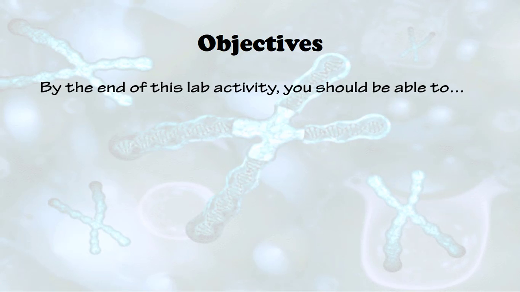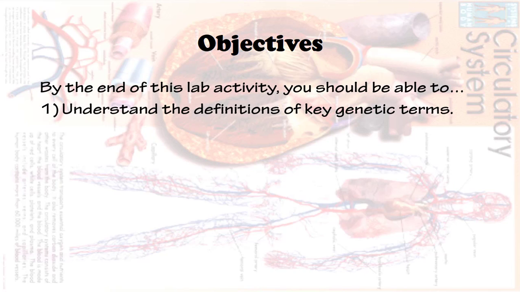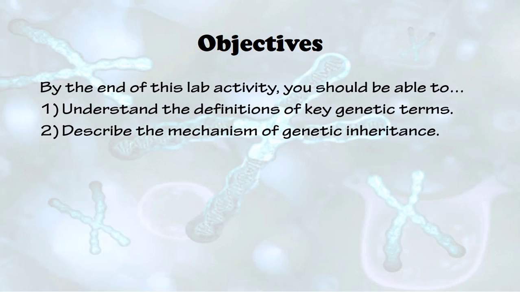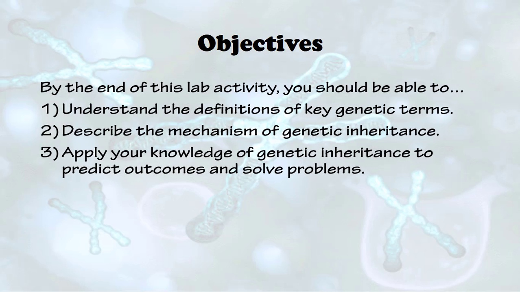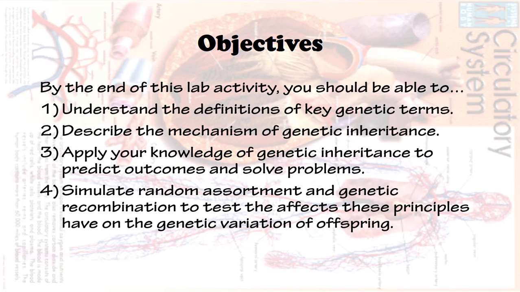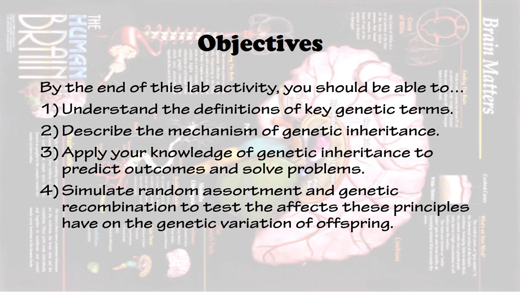Objectives. By the end of this lab activity, you should be able to understand the definitions of key genetic terms, describe the mechanisms of genetic inheritance, apply your knowledge of genetic inheritance to predict outcomes and solve problems, and simulate random assortment and genetic recombination to test the effect that these principles have on genetic variation of offspring.